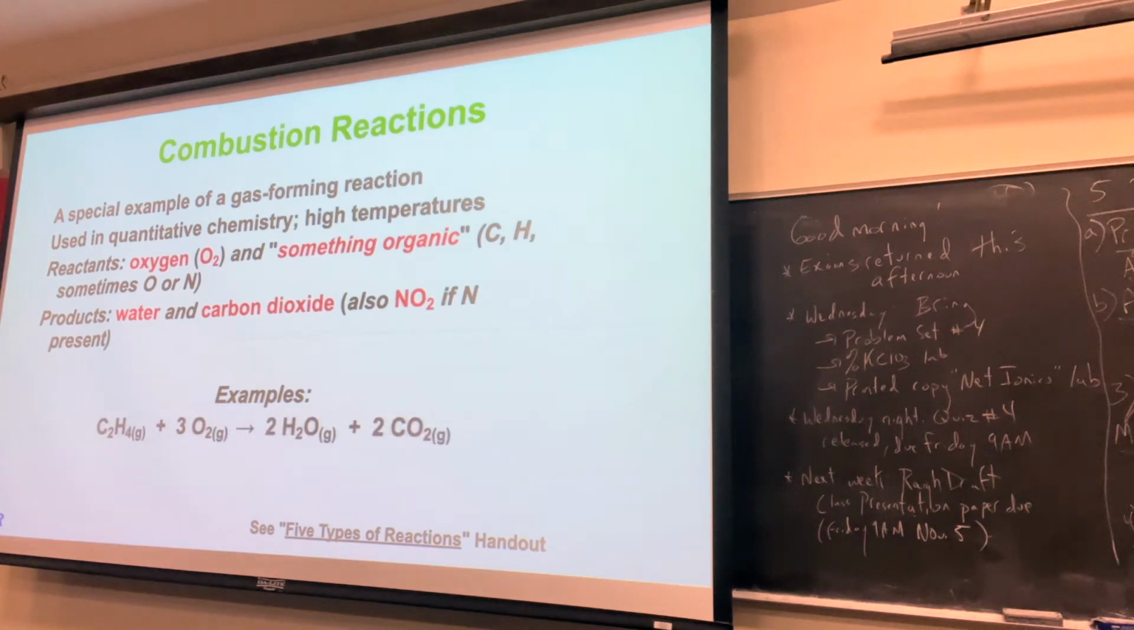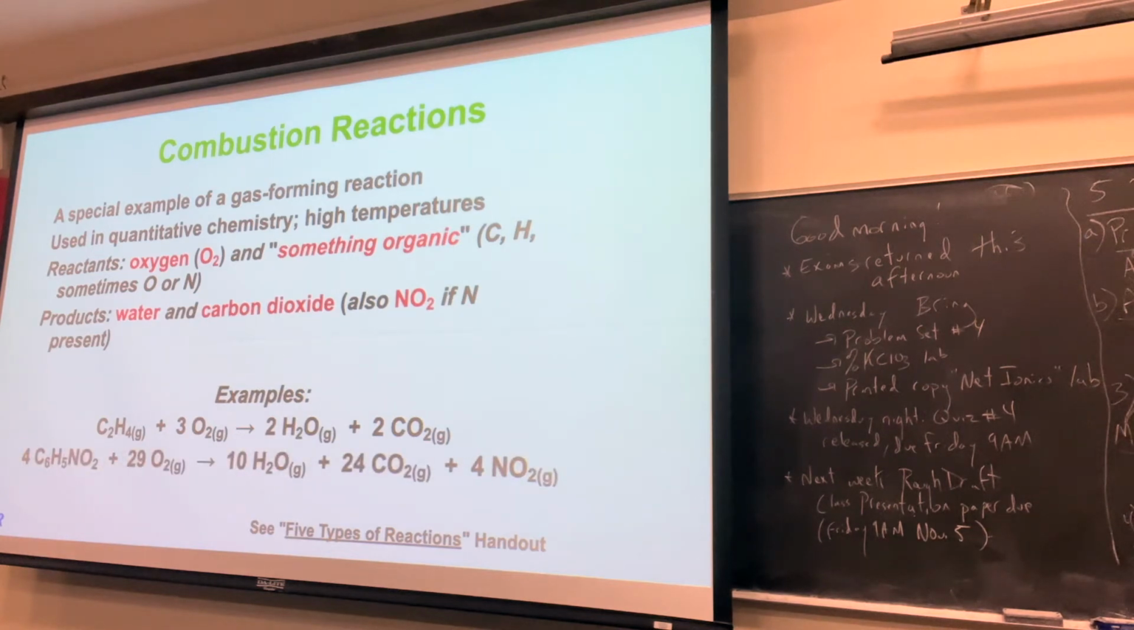So some examples of this, here is a compound called ethene, which you don't need to know. It's something organic. It has carbon and hydrogen. You're putting oxygen in, and the only products are water and CO2. So you can balance this reaction out, 2 carbons there, 2 carbons, total 4 hydrogens means you'll need 2 waters, etc., etc. You can have bigger compounds than this.